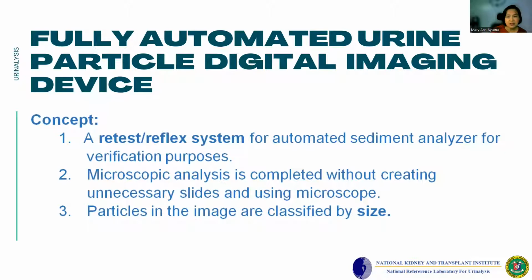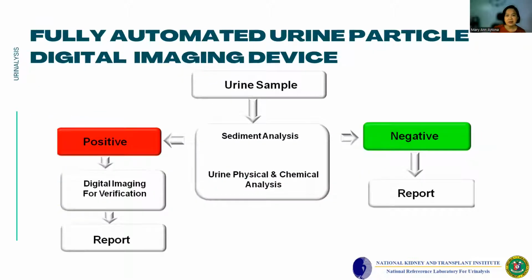With its stage scanning technology, you confirm abnormal results from previous chemical and sediment analysis in a fully automated device. Using this type of analyzer, after processing your urine sample, if the result is negative, you report it immediately. And if positive, you have the digital imaging device to verify your sediments analysis.